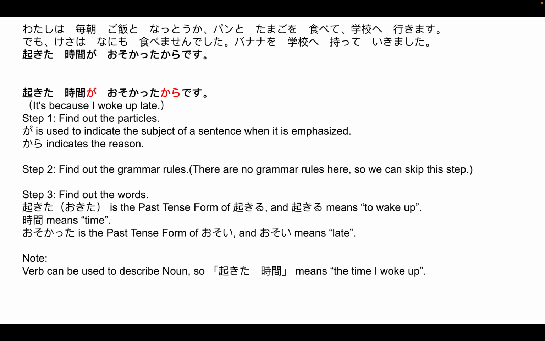起きた時間が遅かったからです。が is used to indicate the subject of a sentence when it is emphasized. から indicates the reason. 起きた is a past tense form of 起きる and 起きる means to wake up. 時間 means time. 遅かった is the past tense form of 遅い and 遅い means late. And a verb can be used to describe a noun. So 起きた時間 means the time I woke up. So 起きた時間が遅かったからです means it's because I woke up late.